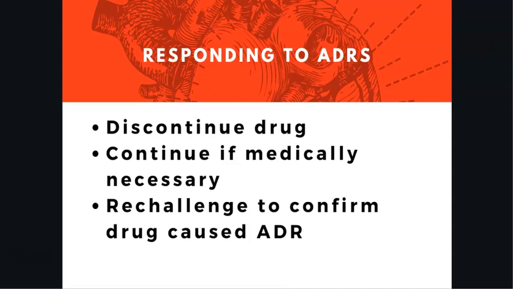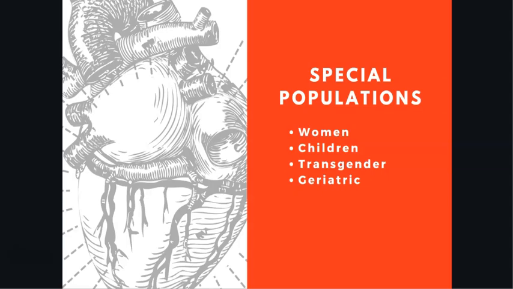So, how do we respond if somebody's having a reaction? You might need to stop the drug, but if it's medically necessary, you might have to be very careful and continue it. Or you may have to do a re-challenge to really confirm it is the drug that's causing that reaction. And we'll briefly go over special populations before we wrap up Module 1. Special populations are women, children, and geriatric.